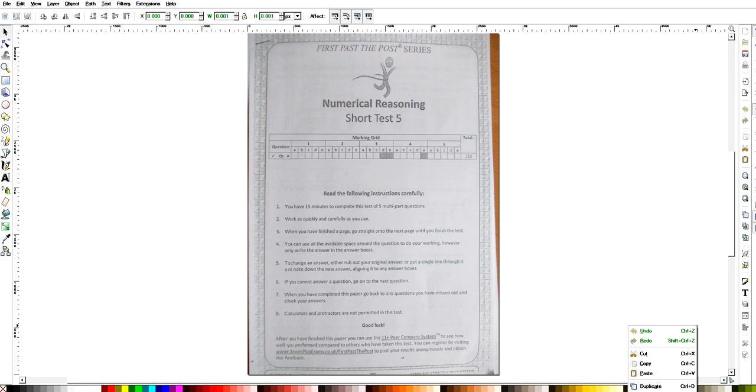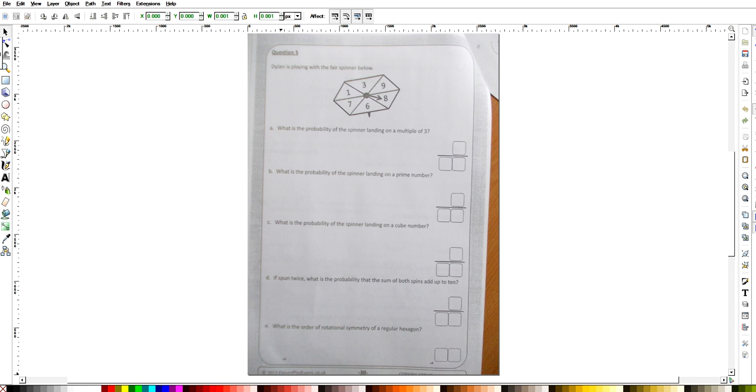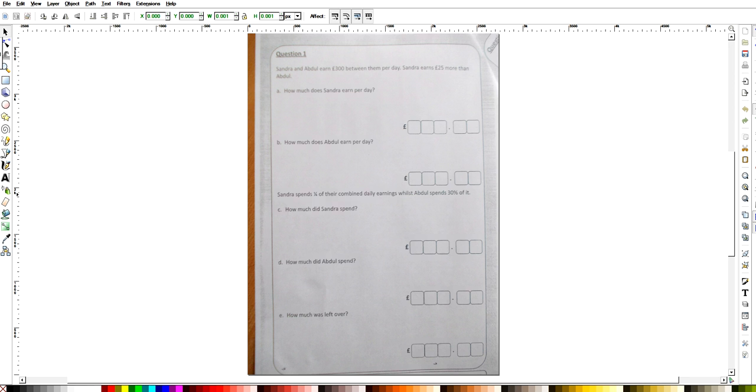So, numerical reasoning, short test 5. So we're going to look at the next page. Alright, that's not what we're supposed to be looking at. We're supposed to be on that one. Question 1. Well, let's get a pen.